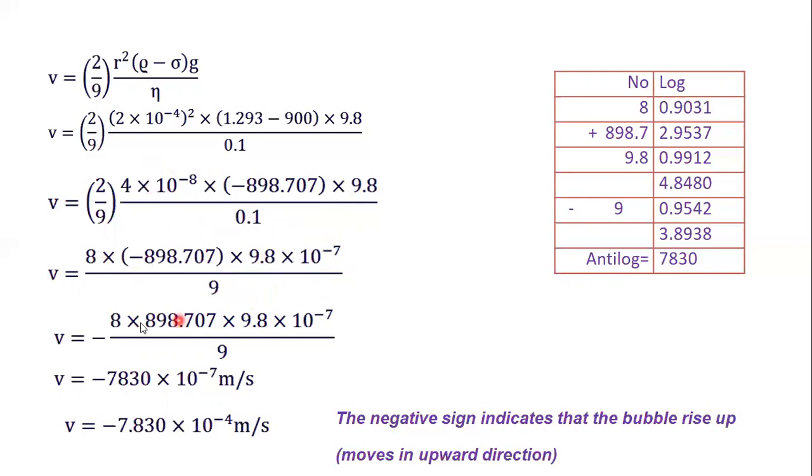Now we solve this by log. So you can see log of 8 plus log of 8.7 plus log of 9.8 minus log of 9. You can see here, then this is coming 7830 and this 10 raised to minus 7 as it is here. So we get the answer here. V is equal to minus 7.830 into 10 raised to minus 4 meter per second. The negative sign indicates that the bubble rises up, means it moves in the upward direction.